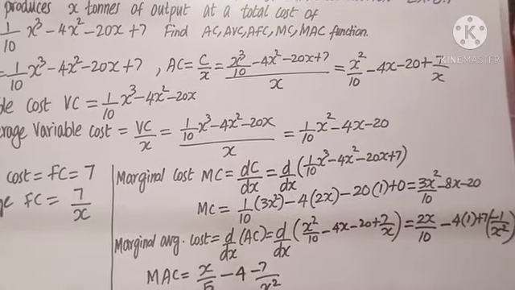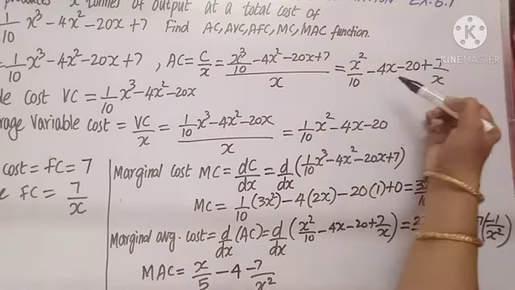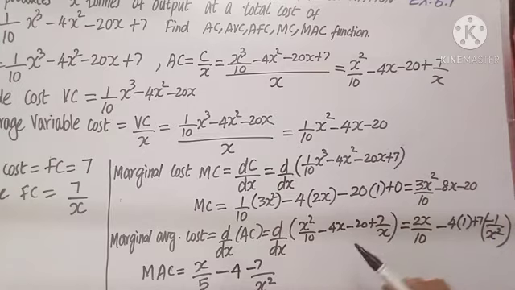Marginal average cost tells us average cost I must differentiate. Marginal, differentiate. Differentiate what? Average cost. Average cost we have written here. Copy that. This we must differentiate.